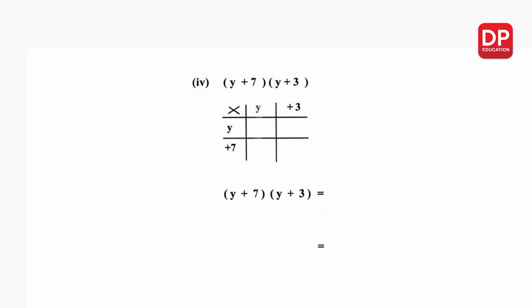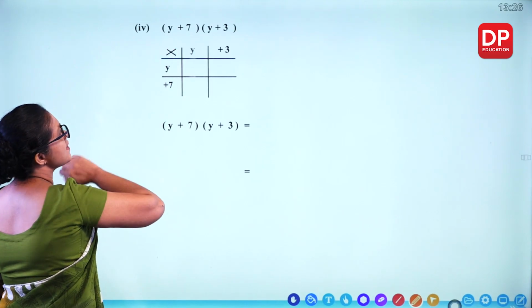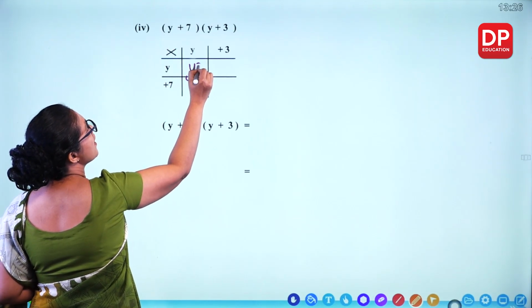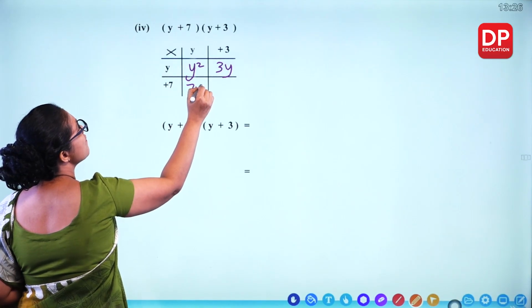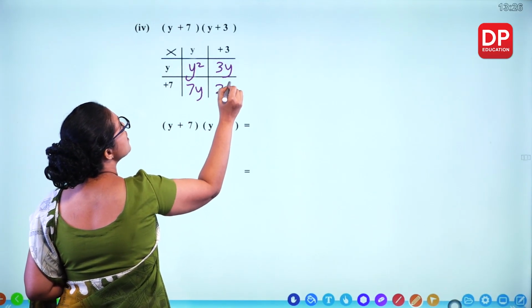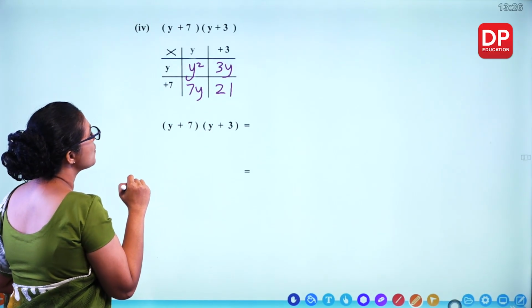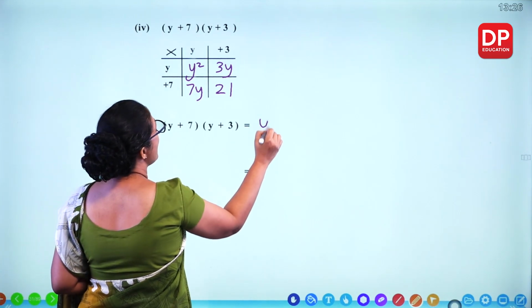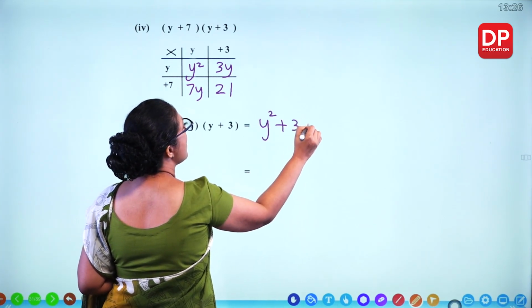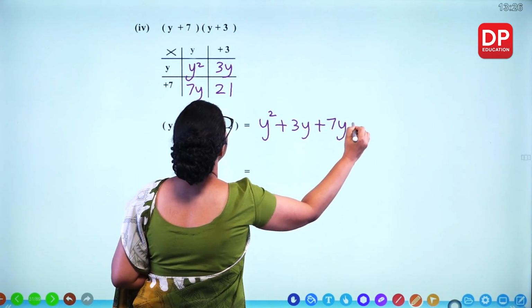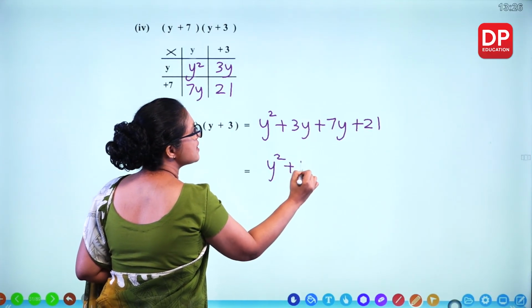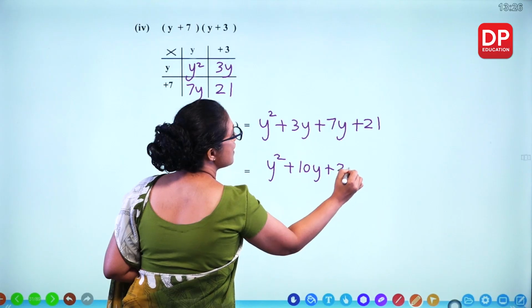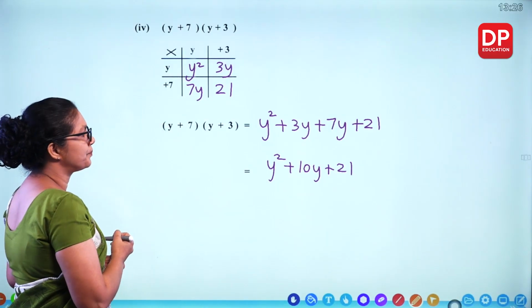Similar to that one, y plus 3, y plus 7. y into y, y squared. y into 3, 3y. 7 into y, 7y. 7 into 3, 21. So what's the answer? y squared, 3y, 7y and 21. So these two terms you can add. You get 10y and here 21.